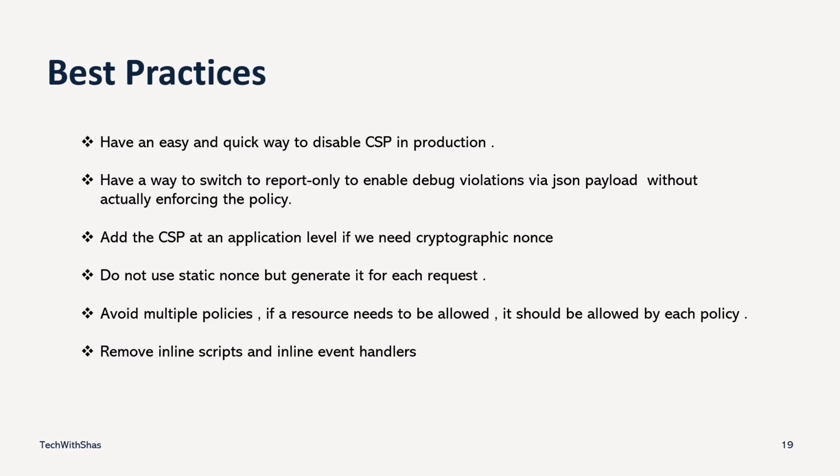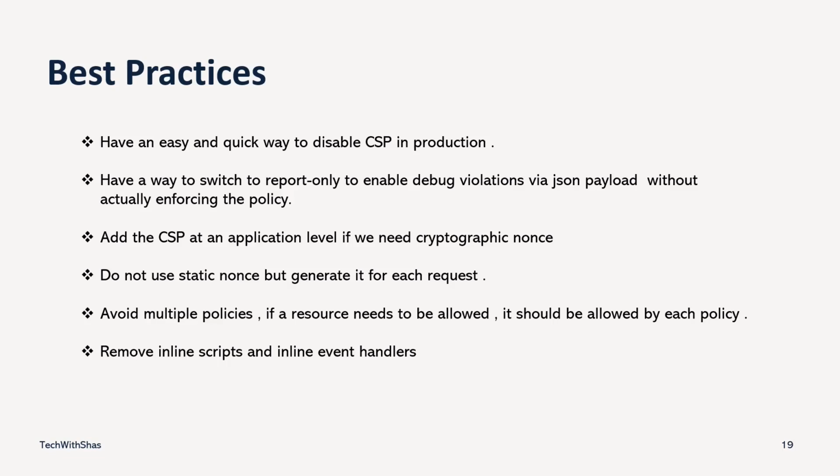So let's see what best practices we can follow whenever we are implementing the security policy in our UI application. First thing is that there should be a way to disable the CSP in production. Suppose you have put this security policy into your application, but some issue comes. You don't want to go down for hours. So maybe you can disable the security policy, debug and fix, and come back and enable it later. This is very important from the prod point of view.